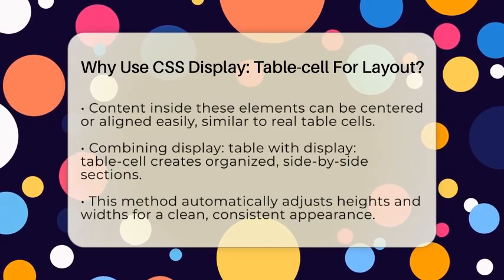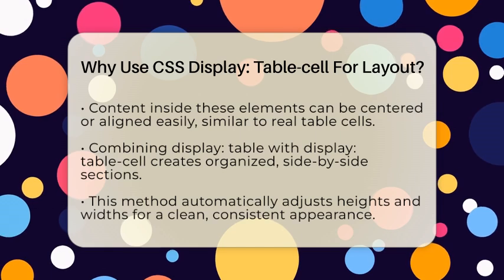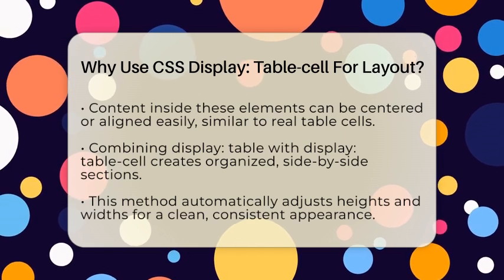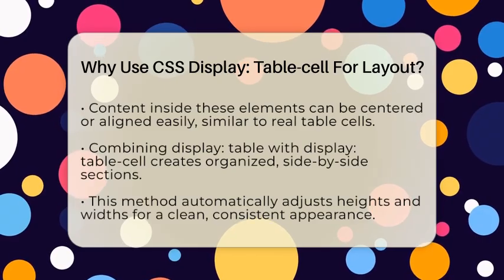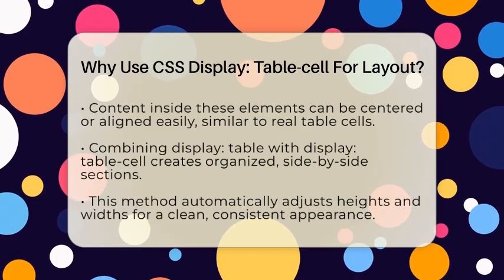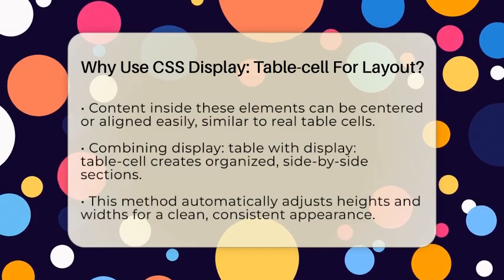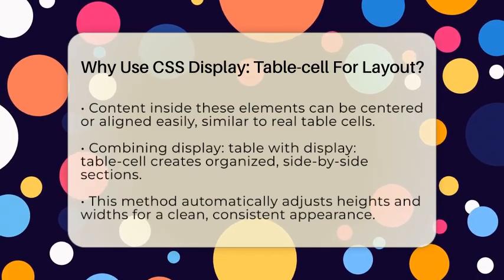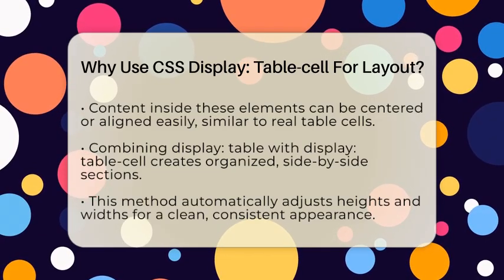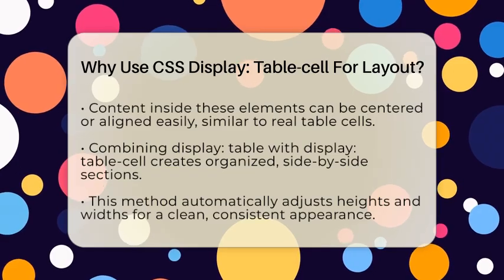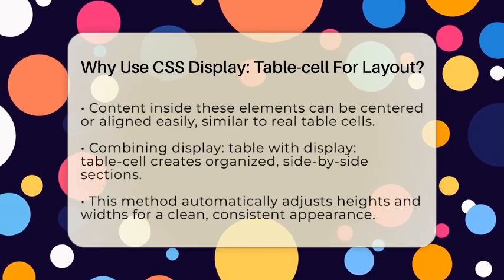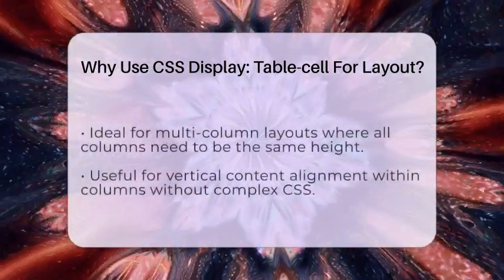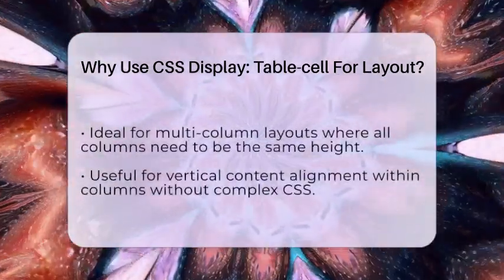Using display: table-cell is especially helpful when you want a layout that looks like a table but isn't one. For example, if you have a container with multiple sections or blocks, applying display: table to the container and display: table-cell to each child will line them up side by side. The layout will automatically adjust their heights and widths to match, giving you a clean, organized look. This approach is great for creating multi-column layouts where you want all columns to be the same height.